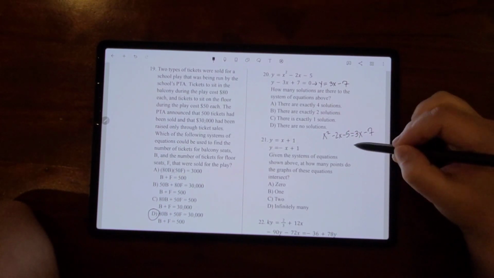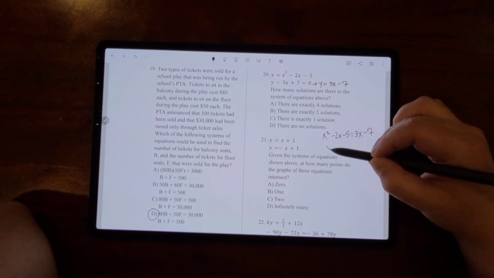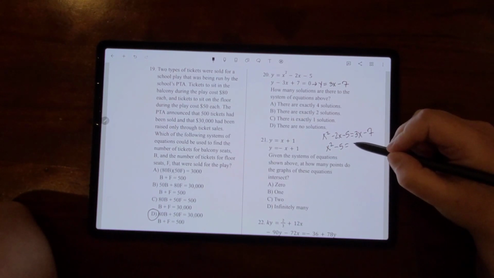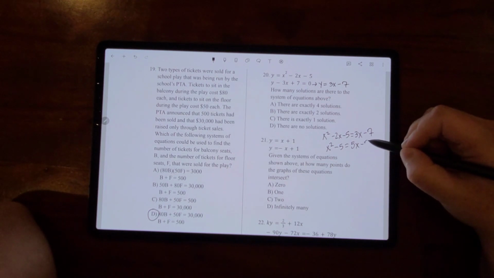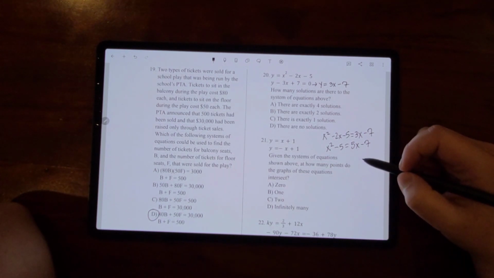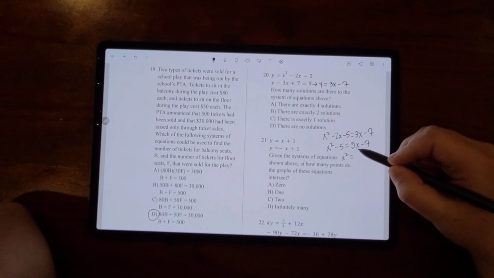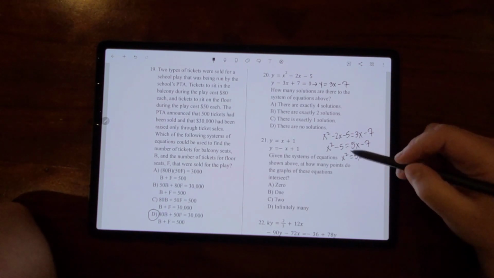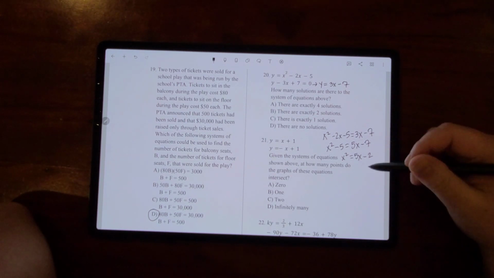So I'll add 2x to each side. And that's going to give me x squared minus 5, because it cancels out if I add 2x to each side, is equal to 5x minus 7. Now I'm going to add 5 to each side, and then I'm going to have x squared equals 5x, add 5 to each side. Sorry, it's a little late right now. And that's going to be minus 2. I should have actually just done it the other way.